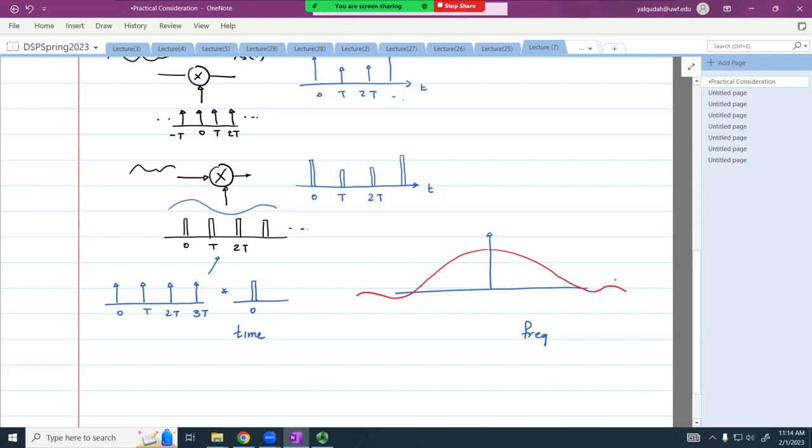The narrower the pulse in the time domain, the wider it is in the frequency domain. Does that make sense, everybody? So the narrower I make this pulse, the wider is the sinc. The wider the time domain, the narrower the frequency domain. So what is the impact of this sinc then?